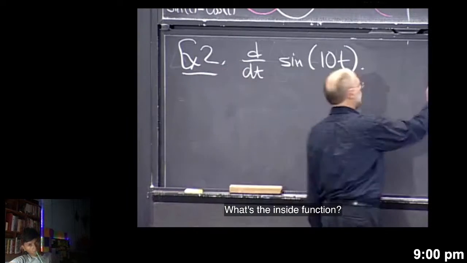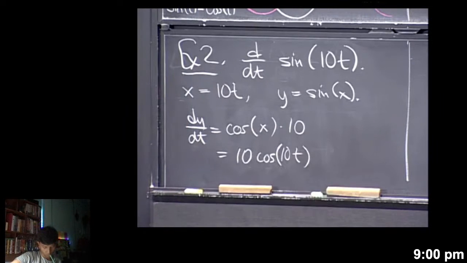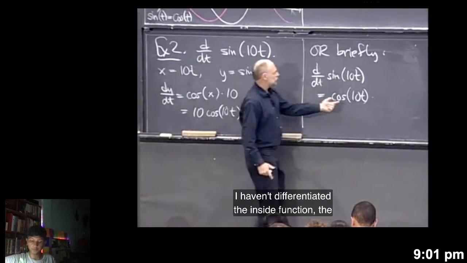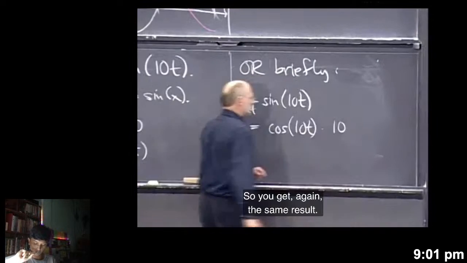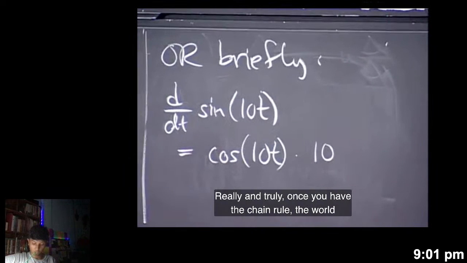I take the derivative of the outside function. But I'm not quite done yet. I haven't differentiated the inside function. The derivative of 10t is 10, so you get the same result. A little shortcut that you'll get used to. Really and truly, once you have the chain rule, the world is yours to conquer. You're in a very, very powerful position.